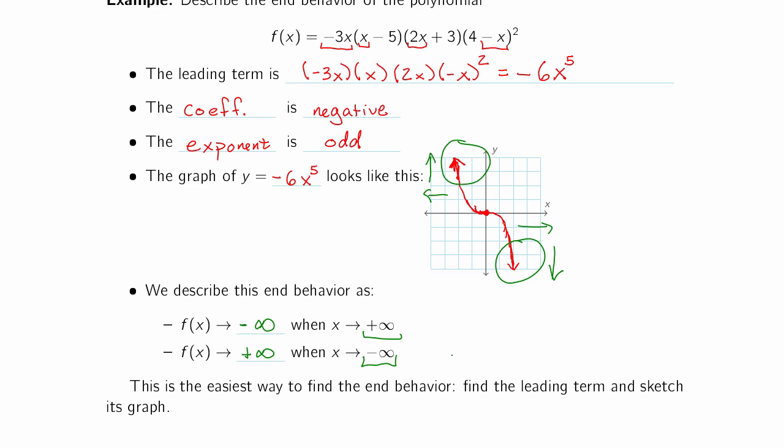Please, please, do not make a great big table of what happens at the ends of the graph.